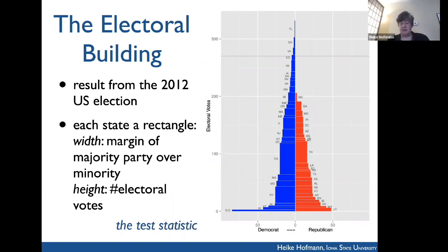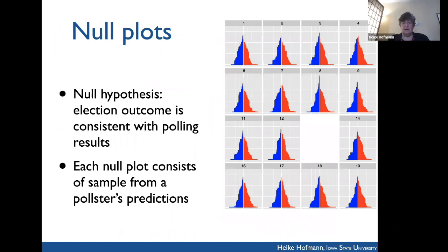So that gives us a way to generate null plots. Our null hypothesis is the election outcome is consistent with the polling results. And that gives us a way to create null data. We just sample from one pollster's predictions using their sampling margins of error, and that gives us these data plots for these null plots. Then we're inserting the data plot into one space of this lineup.